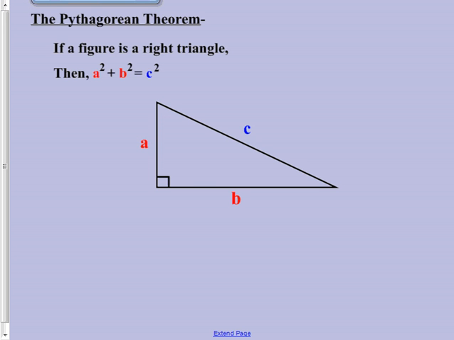Now, as you are most likely familiar with, the Pythagorean theorem states in our conditional format, if a figure is a right triangle, that is our hypothesis, our observation. If we have a right triangle, our conclusion is then a squared plus b squared equals c squared. And as we have already established, a and b are the legs of the triangle, being the two sides that build the right angle, c being the hypotenuse.